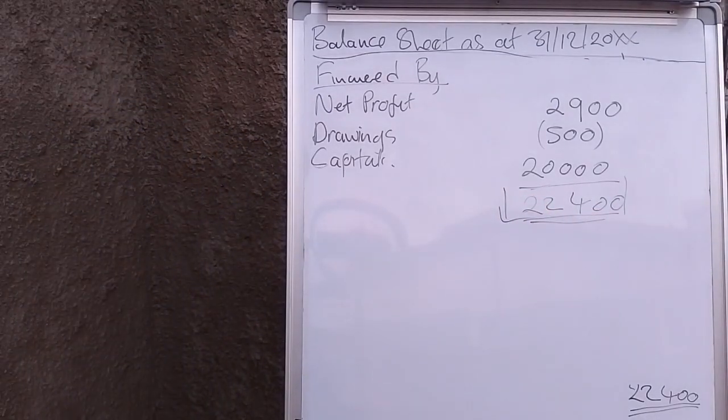Okay, so this is how we do the balance sheet and the statement of comprehensive income, or the profit and loss statement. Okay, let's meet again in the next lesson. Thank you so much.